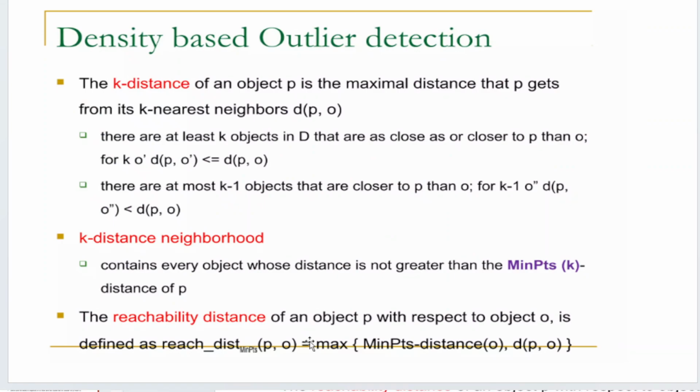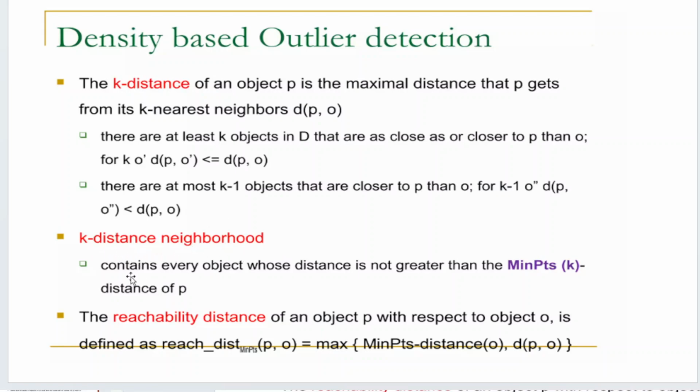Next is the formal definition for density based outlier detection. The k-distance of an object p is the distance of p to o, where o is one of its k nearest neighbors, the maximal distance that p gets from its k nearest neighbors. There are at least k objects in the data set D which are closer to p than the object o, and there are at most k minus 1 objects that are closer to p than o. These two conditions are considered here, and these are the empirical equations for the object p based upon the k-distance.